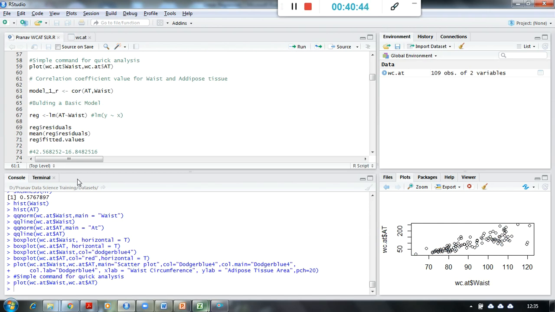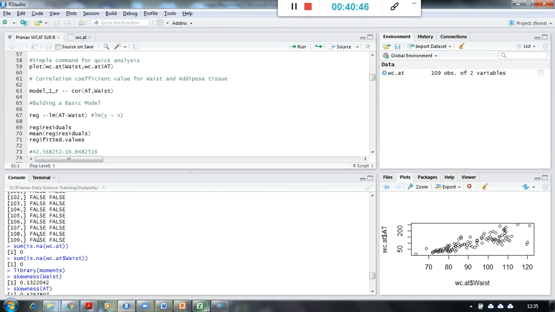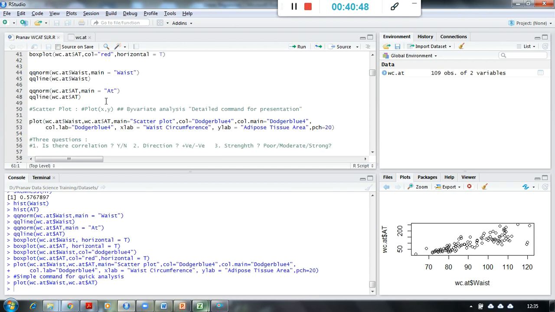So we have already checked the correlation, and how much was the correlation? Have we checked it?